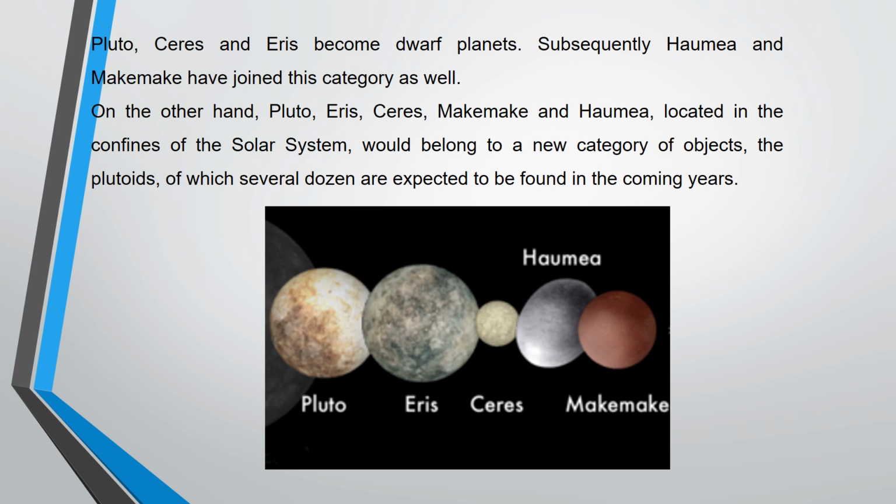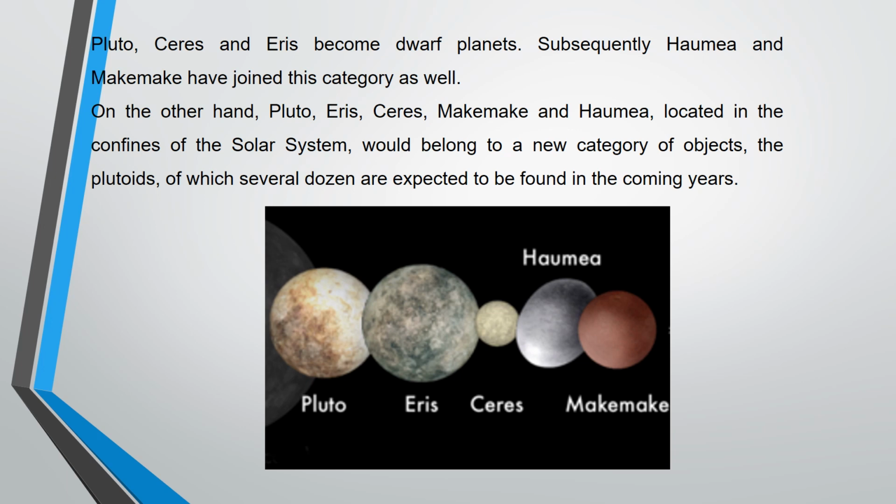Neptune. The planet farthest from the Sun is also the coldest. It is another gas giant, the smallest of the 4, and is made up of the same main elements as Uranus. Pluto, Ceres, and Eris become dwarf planets. Subsequently, Haumea and Makemake have joined this category as well.